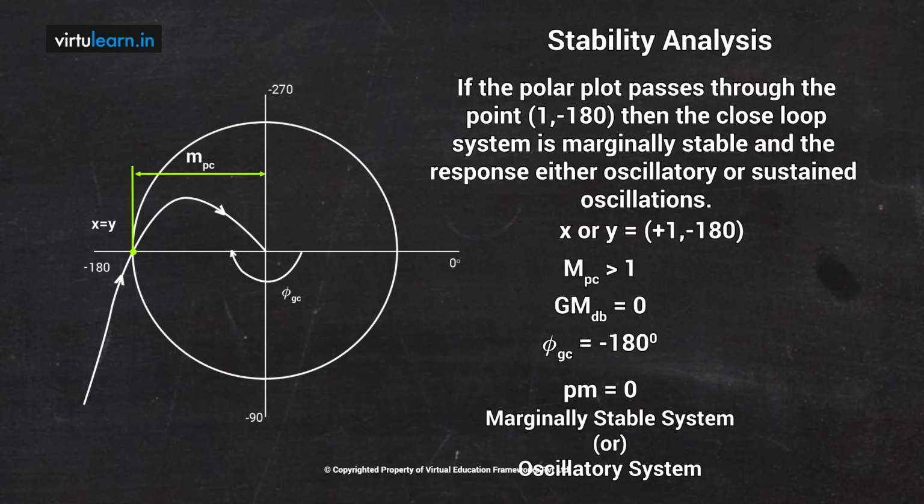Then what are the coordinates of this point? The magnitude is 1 and the phase angle is minus 180 degrees. So, if the polar plot intersects the minus 180 degrees line at the point 1 comma minus 180 degrees, then we can say the system is a marginally stable system or critically stable system. So the summary is, the critical point is 1 comma minus 180 degrees. If it passes through that, it is marginally stable, and at that condition omega GC equals omega PC, gain margin is 0, phase margin is 0, MPC is 1 and phi GC is minus 180 degrees.